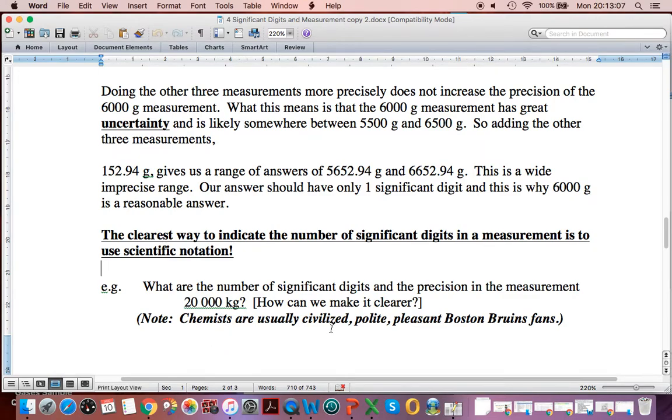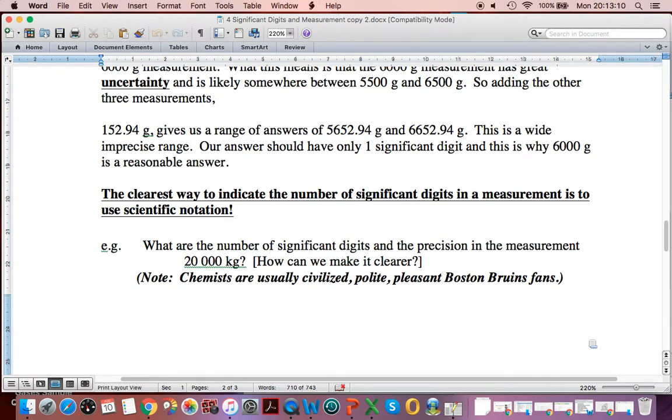And there it is, chemists usually. Civilized, polite, pleasant, Boston Bruins fans. Alrighty.